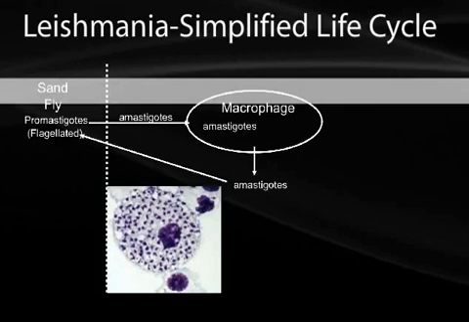This is a simplified life cycle for Leishmaniasis. We have the sandfly, which has the promastigotes, which are flagellated, and then it bites us, and we get amastigotes going into our macrophages. Amastigotes go into our body, look like this with all these little starry sky appearance, and cause disease, and also get picked up by the sandfly when it bites us again.